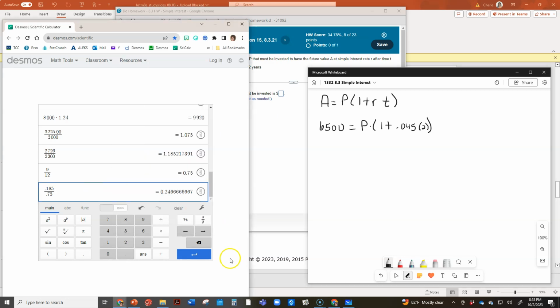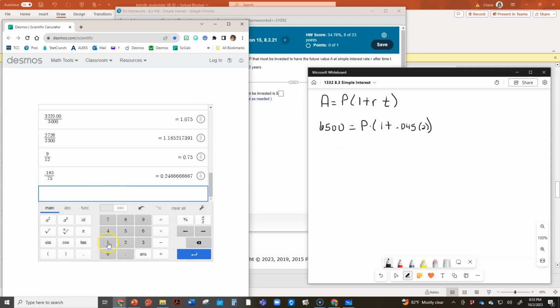I mean, you can do that math now or you can do it after we move it. We're going to divide it out in just a second, but 0.045 times 2 is 0.09, and I'm going to add 1, and I get 1.09. So this becomes 6500 equals P times 1.09. See, it just makes it look a little bit easier to work with.